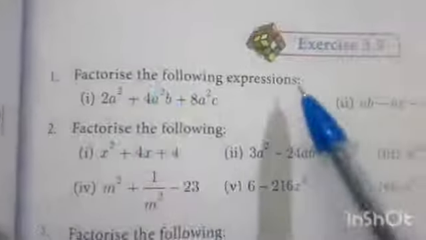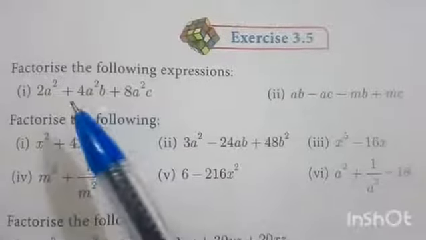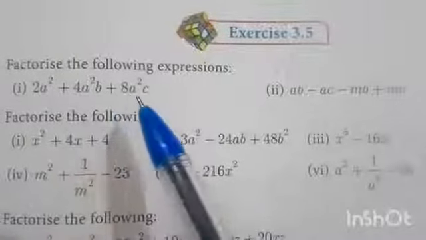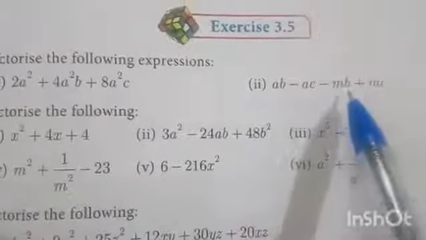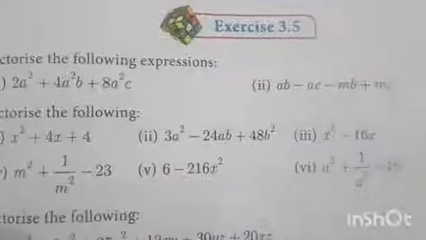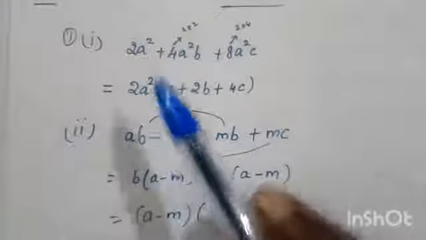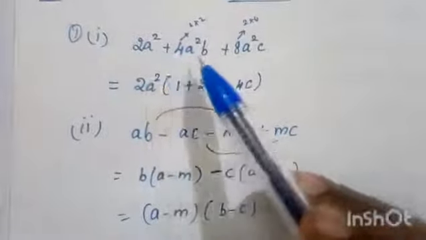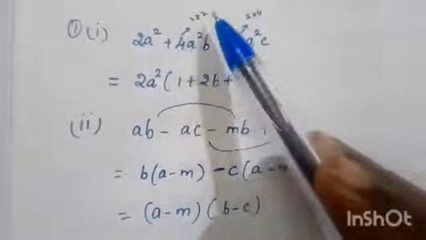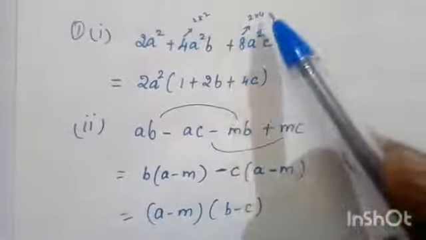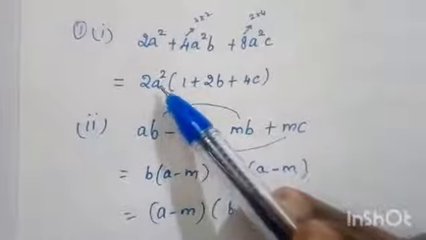Now exercise 3.5. First problem: factorize the following expressions. The first one uses the common factor method. We have to find the common factor: 2a square plus 4a square b plus 8a square c. First you write the question. This 4 is written as 2 into 2, and 8 is written as 2 into 4. So now 2a square is common.